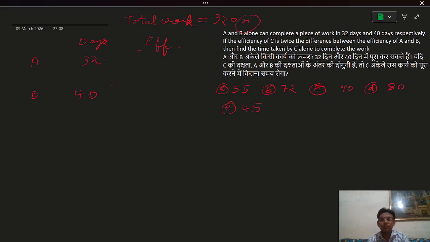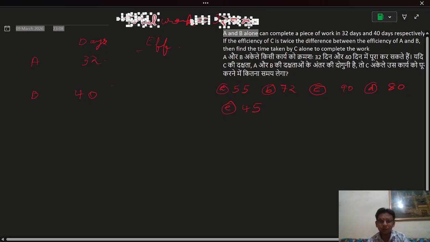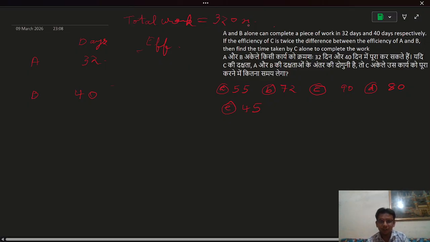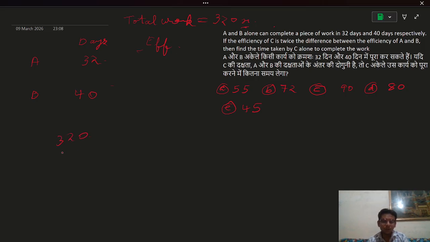Using x is optional, you can or you cannot, but there is a benefit. Most of the time we write 320 directly and 320 by 32 gives 10, so we take the efficiency as just 10. But here it is not exactly 10, it is in the form of 10x, because we had assumed this work. So it's better to consider something variable along with the total work if it is not given in the question.